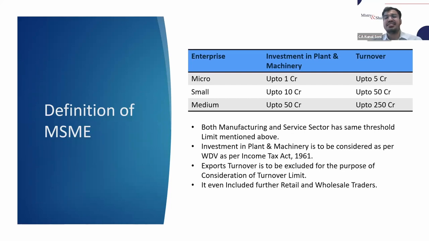And third thing is when discussing about the turnover, then in case of turnover, only your local turnover is to be considered. Even though let's say your turnover is 200 CR, which is local, let's say inter or intrastate. However, when discussing about the exports turnover, let's say your exports turnover is 2000 CR. Then in that particular case, even though your turnover would be 2200 CR, still you would be a registered MSME, because the exports turnover is to be excluded for the purpose of consideration of the turnover limit. So these are the basic points that need to be taken care of. That is the first thing.